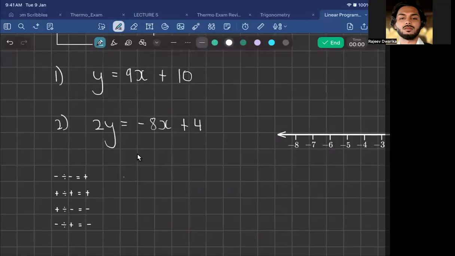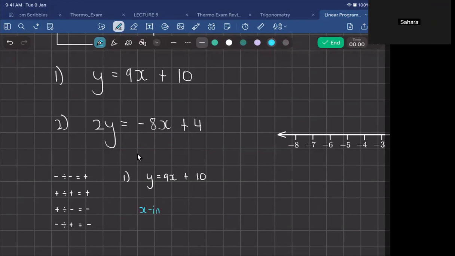So let's answer question 1, shall we? We have y is equal to 9x plus 10. Let's find the x-intercept first. What do we know about the x-intercept? That y is equal to 0. Yeah, we know y is equal to 0.